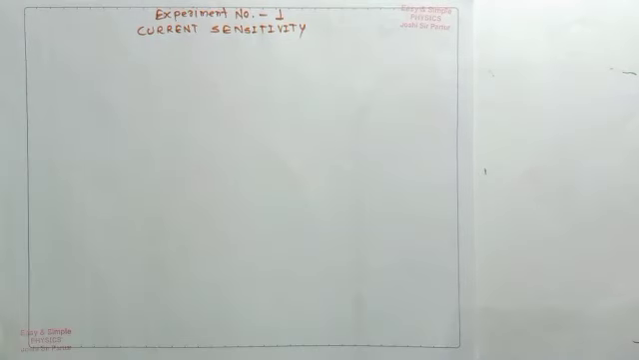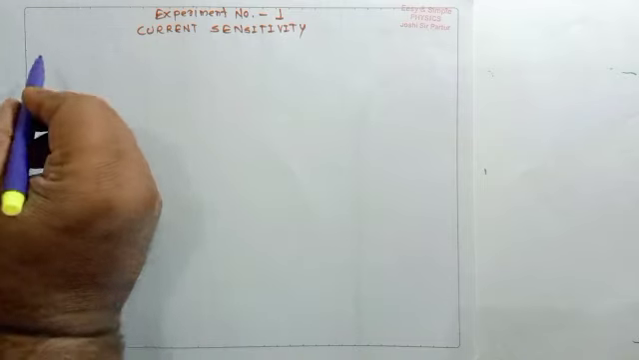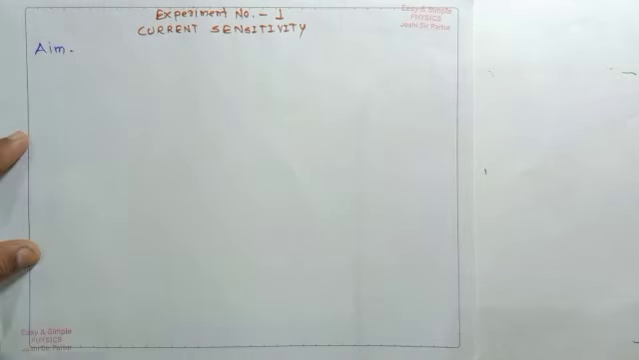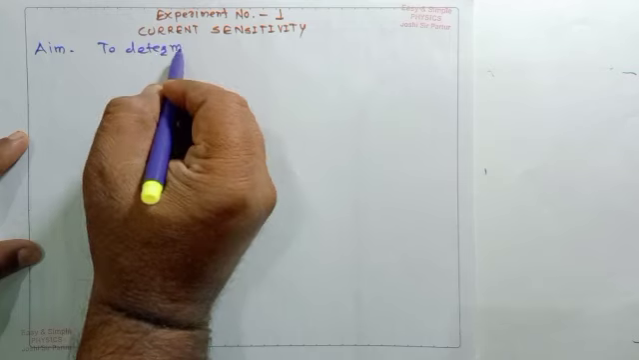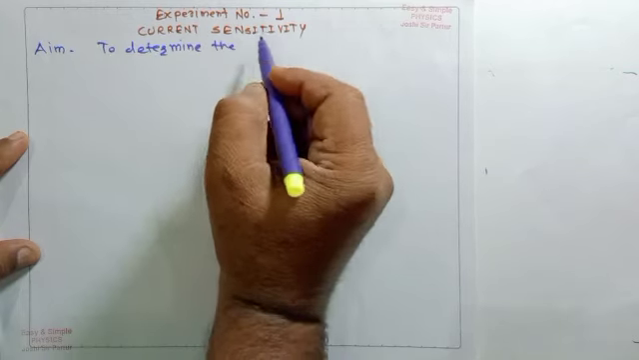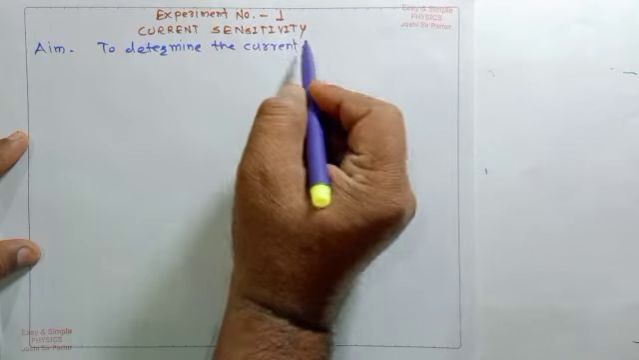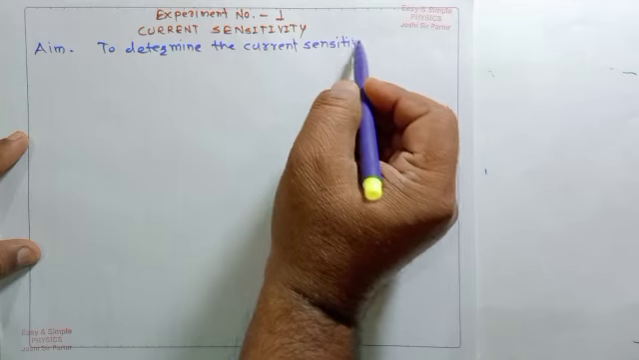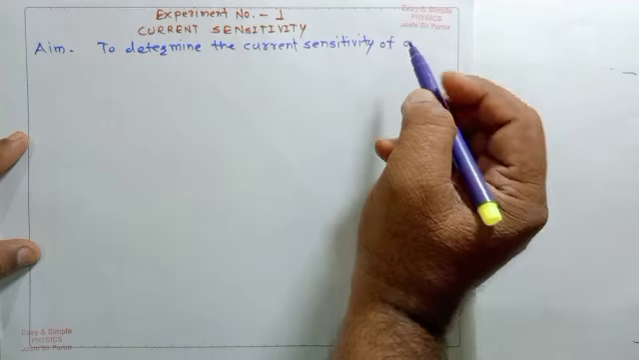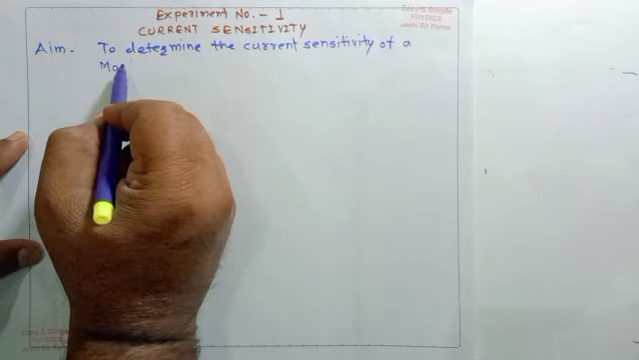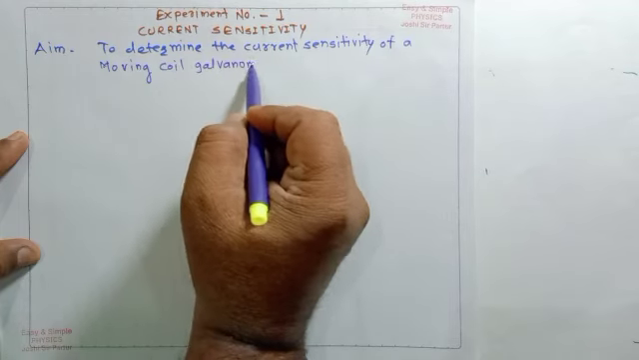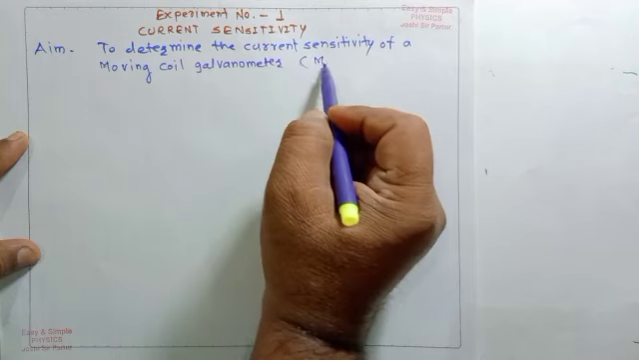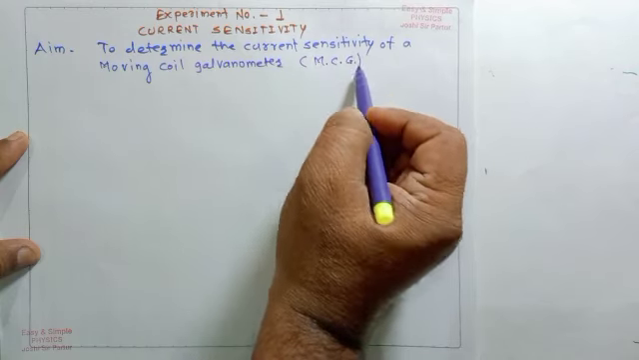In this experiment, first we want to study the aim of the experiment. The aim of the experiment is to determine the current sensitivity of a moving coil galvanometer. We say MCG.